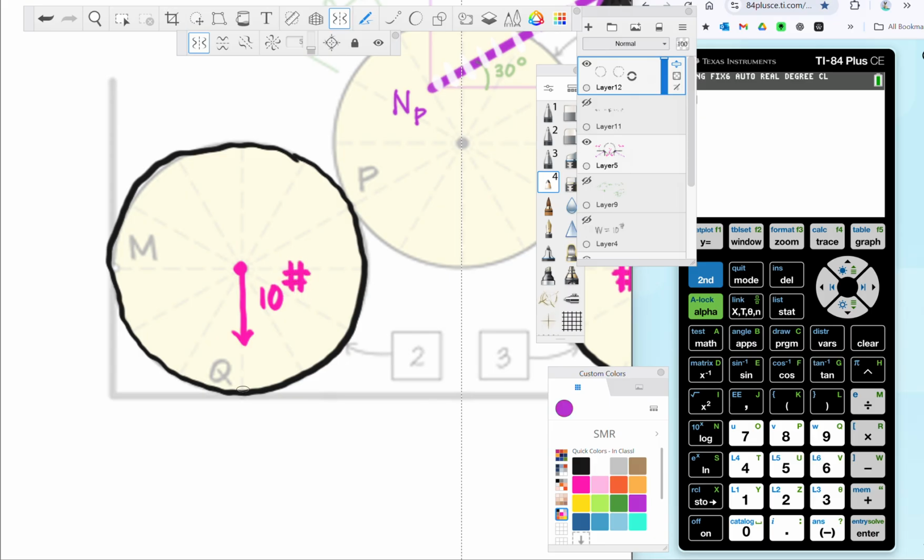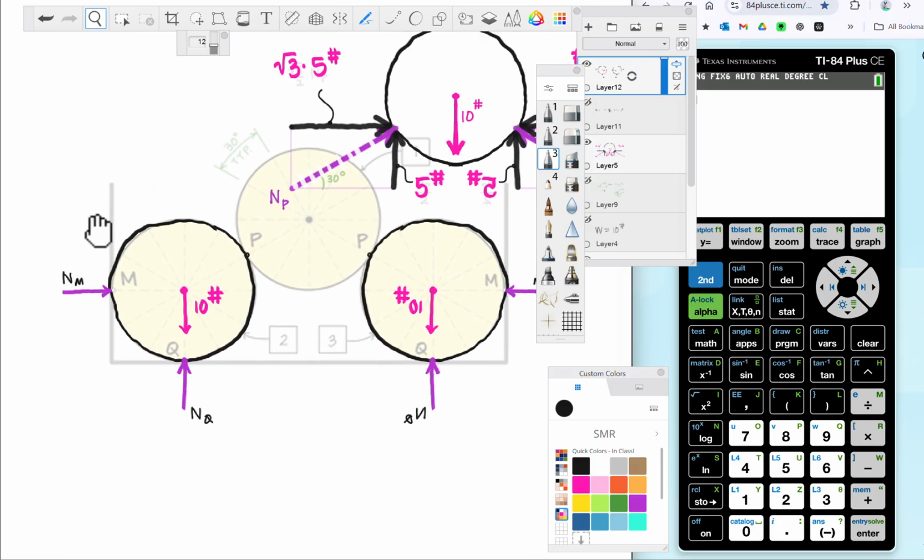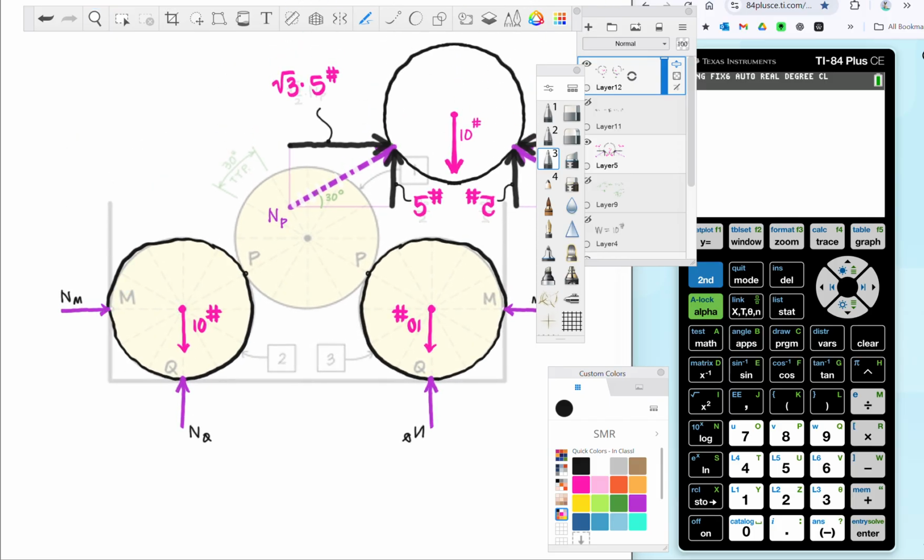We need a normal force at Q. It needs to be perpendicular to the surface, so it has to go that way. We need a normal force at M. It has to be perpendicular to the surface, so it has to go that way. And we're looking at the surface that's not there, by the way, right? So I need lines that are perpendicular to the surfaces that have been moved away, taken out of the diagram. I'll call this one N sub Q and this one N sub M. And then at P, I just need to put in a mirror image of the forces we solved for.